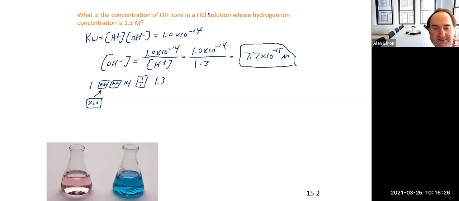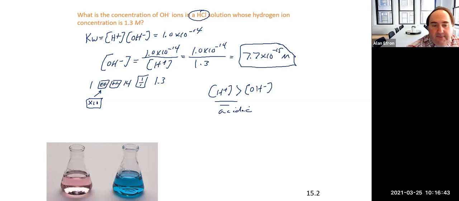Obviously, in this case, it is hydrochloric acid, so we would assume that it's acidic, and it is because, again, our H plus concentration in this case is larger than our OH minus concentration. So it definitely is acidic, like we would expect. Question on that one there?